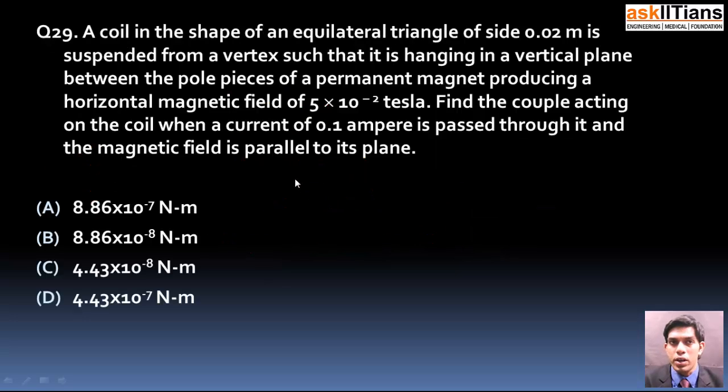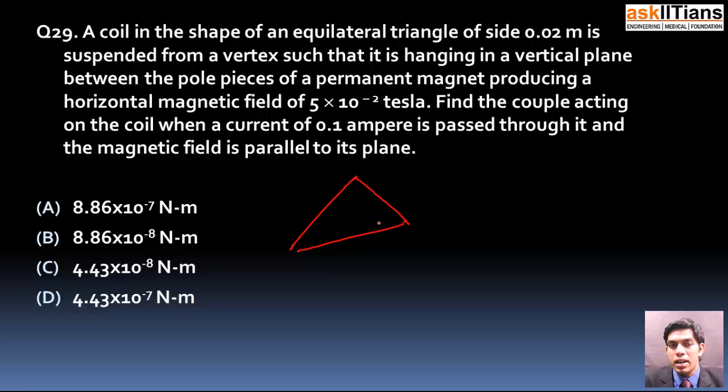Moving on to the 29th question, it states that a coil in the shape of an equilateral triangle of side 0.02 meter is suspended from a vertex such that it is hanging in a vertical plane between the pole pieces of a permanent magnet, producing a horizontal magnetic field of 5 into 10 to the power minus 2 Tesla. Find the couple acting on the coil when a current of 0.1 ampere is passed through it and the magnetic field is parallel to its plane.